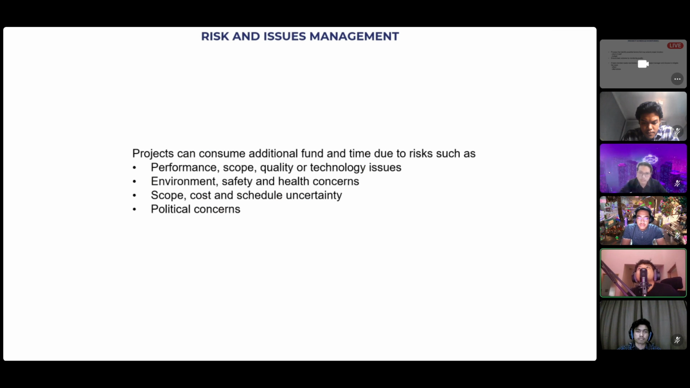As for risk and issues management, projects can consume additional funds and time due to risks such as performance, scope, quality, or technology issues, environment, health and safety concerns, cost, schedule uncertainty, and also political concerns.